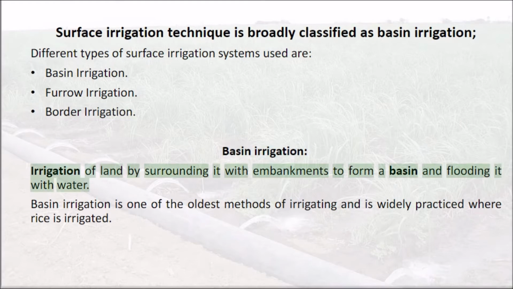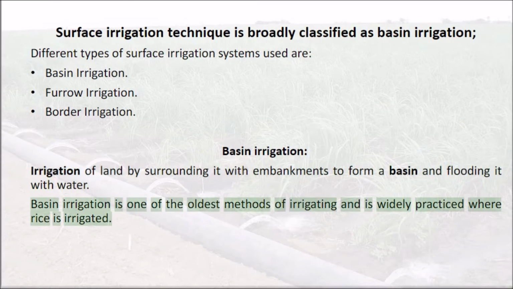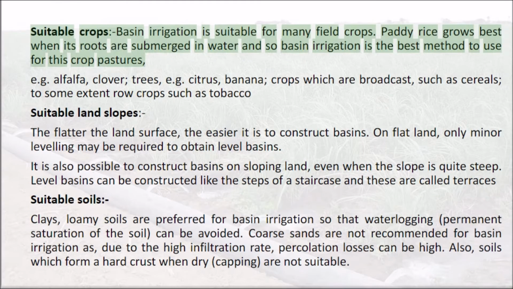Basin irrigation is the irrigation of land by surrounding it with embankments to form a basin and flooding it with water. It is one of the oldest methods of irrigating and is widely practiced where rice is irrigated. Suitable crops: basin irrigation is suitable for many field crops.